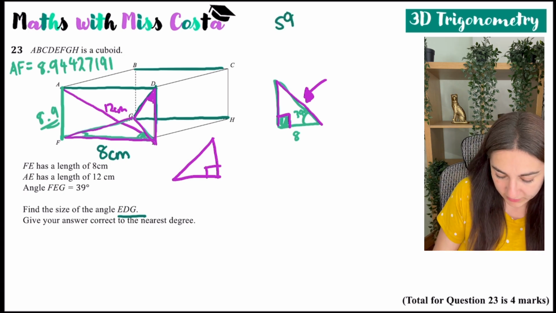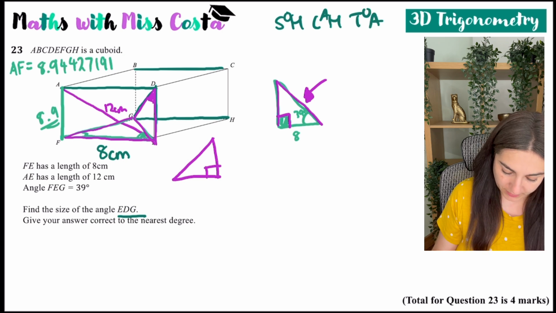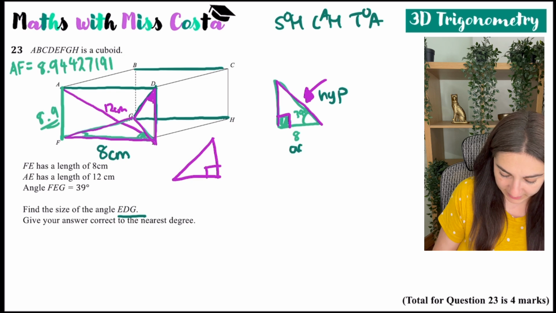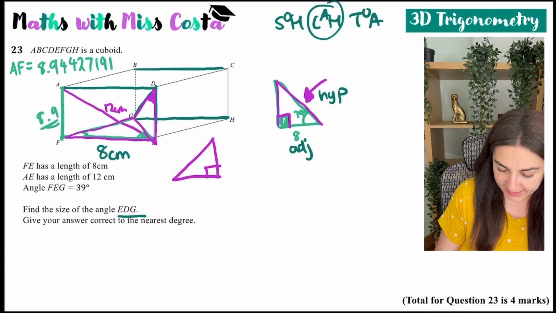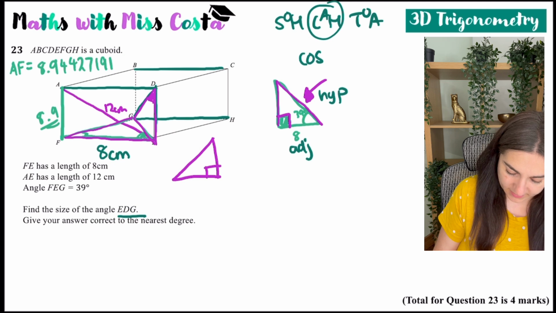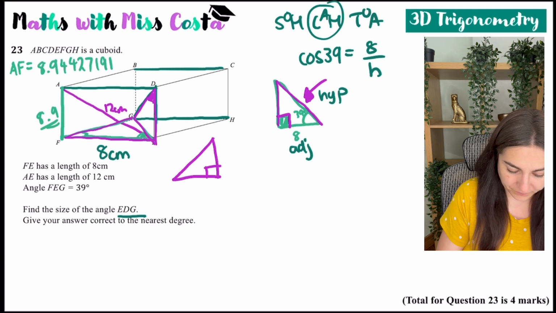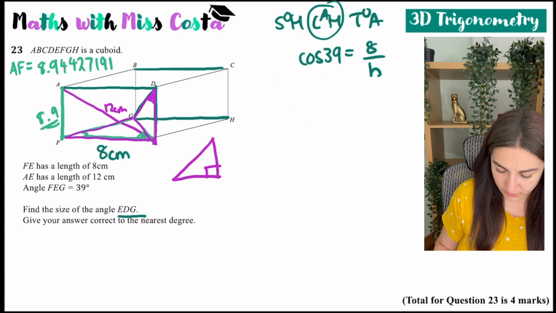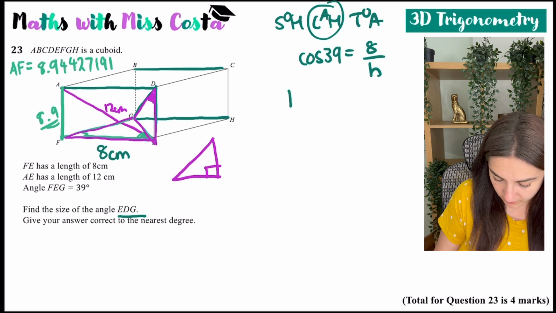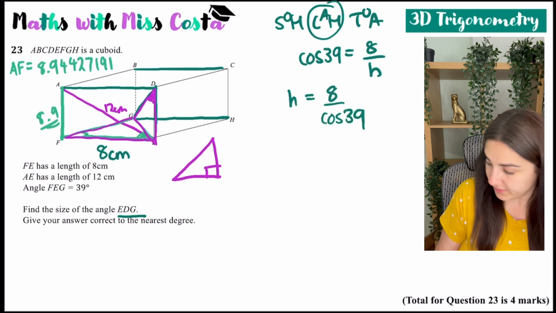So what are we doing? We're doing SOHCAHTOA. So what am I trying to find? The hypotenuse. That's the hypotenuse. I've been given the adjacent. Which one uses A and H? That's CAH. So I know that cos 39 equals adjacent 8 over hypotenuse. So therefore the hypotenuse is going to be 8 over cos 39.